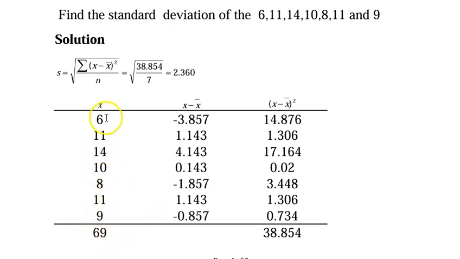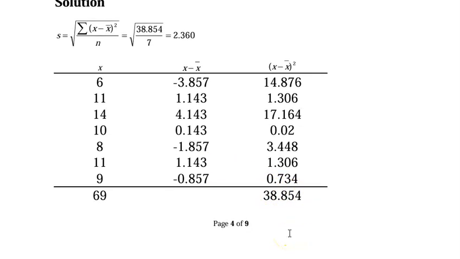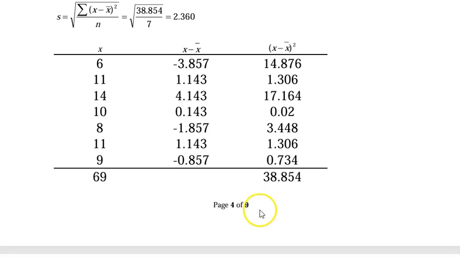Now we're going to be doing 6 minus the mean, we get this answer. 11 minus the mean, we get this answer. And these answers, we square them. When we square them, we get 38.854. Now this 38.854 is the variance. Standard deviation is the square root of variance divided by n.